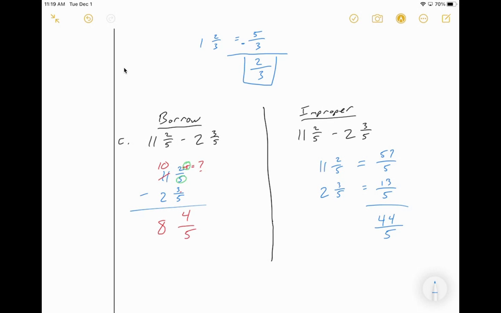And this is one of the reasons I like the borrow method. With the improper method, you now need to change this to a mixed number, so there's kind of one more step. So, okay, I know that 5 goes into 44 8 times with 4 left over. Both answers get you to the same place.